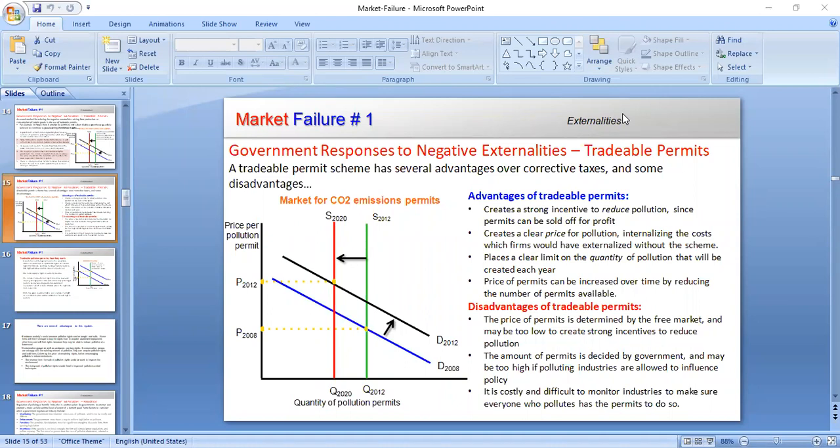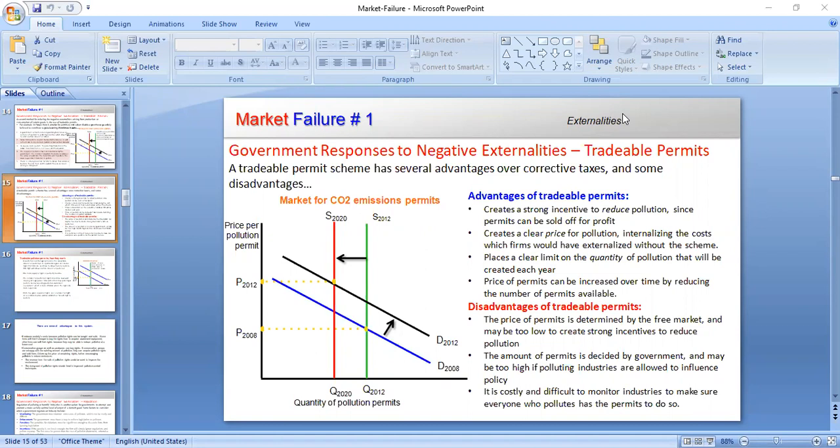We are continuing from where we stopped last time, and we are looking at the environment. We are looking at externalities and the environment. And we saw that an externality is a market failure. And we looked at what externalities are.